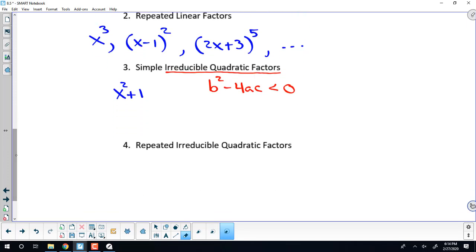And the 4th is the repeated irreducible quadratic, like (x squared plus 1) to the 5th, and so forth. So depending on the function on the bottom and how it factors in one of 4 ways, or you could have a combination of those, each one of these items, 1 through 4, has a different setup when we break it down into its partial fractions.